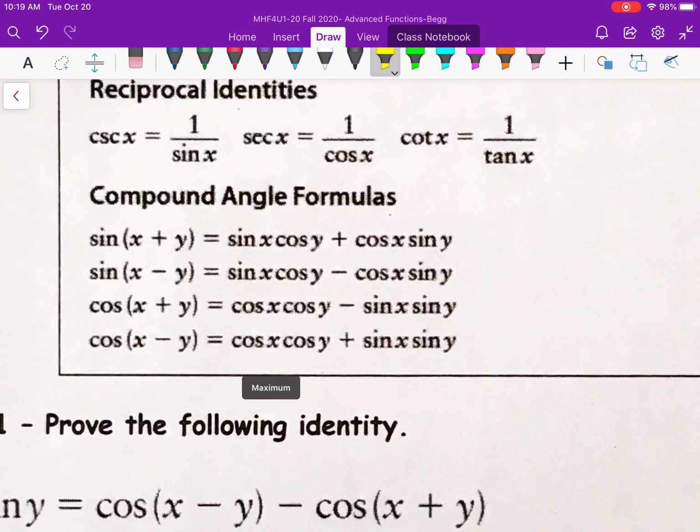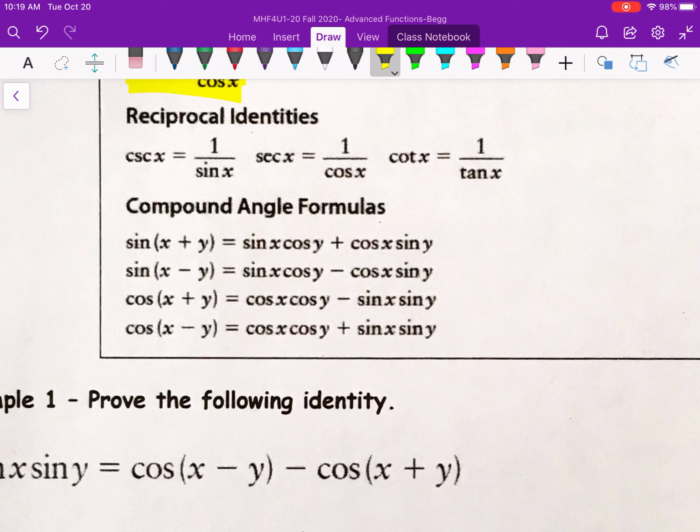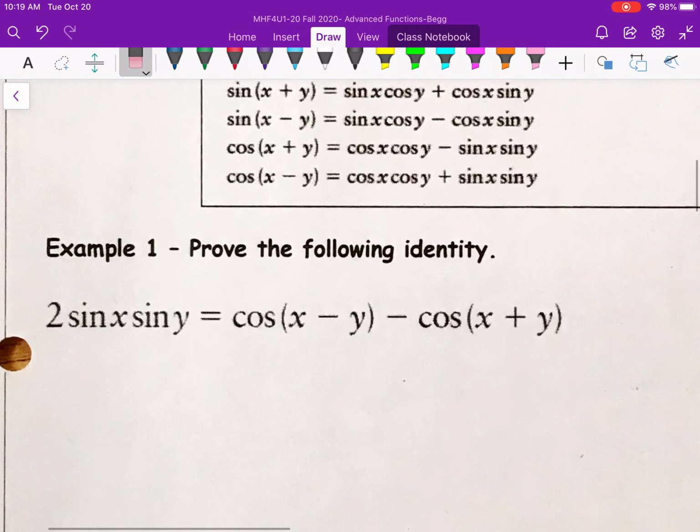Also, compound angle formulas. Most of the time we're starting with stuff that looks expanded and then putting it back into a more simplified looking version, because that is usually beneficial to us. Although, having said that, that's not always the case, as I think we're going to see in the very first example.